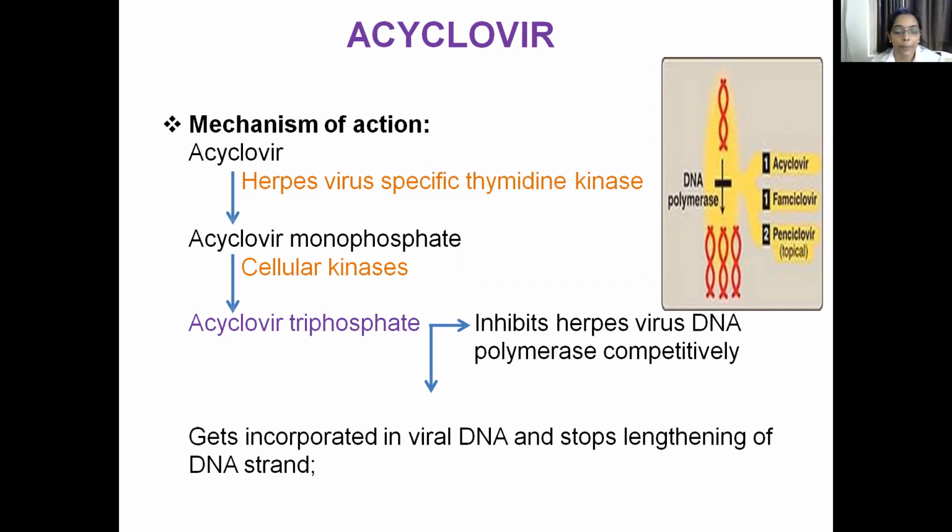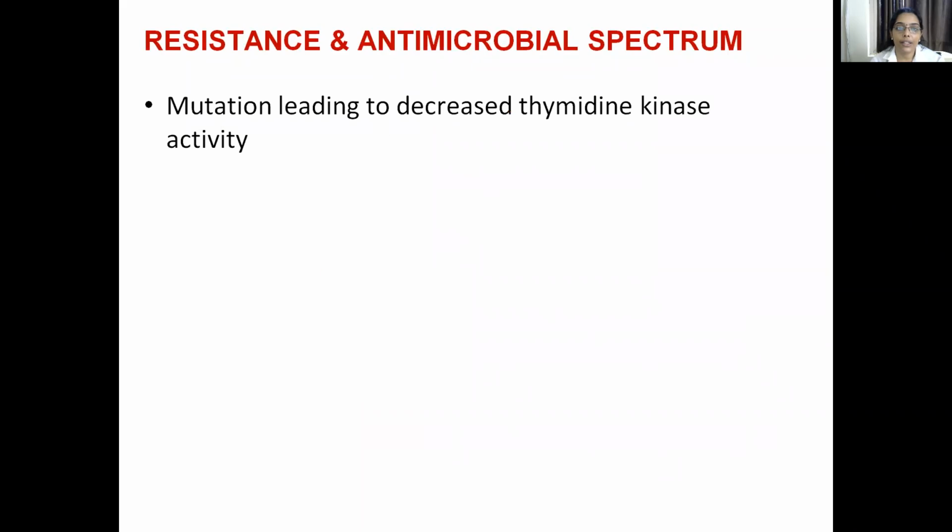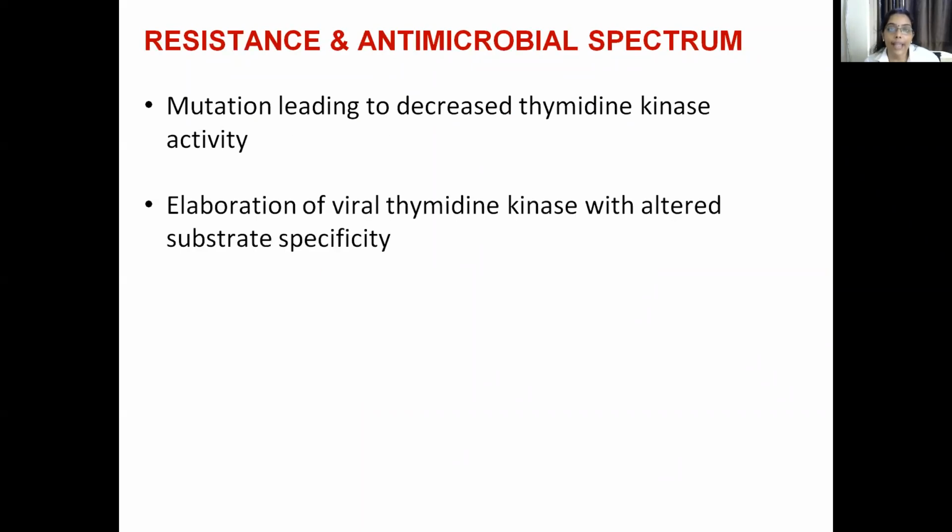Then what are the reasons for the resistance? The first is that thymidine kinase is the viral enzyme which facilitates the conversion of acyclovir to acyclovir monophosphate. So mutation leading to decreased thymidine kinase activity is one resistance mechanism. And the next one is elaboration of a viral thymidine kinase with an altered substrate specificity. So here acyclovir is the substrate for the viral thymidine kinase.